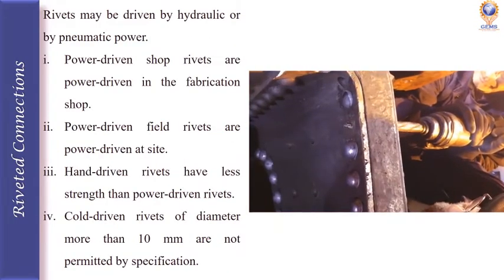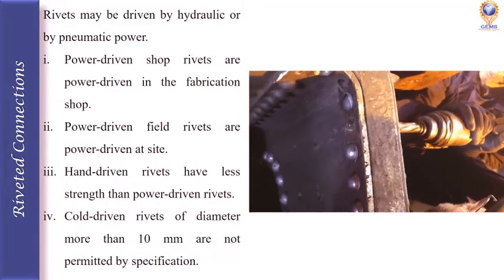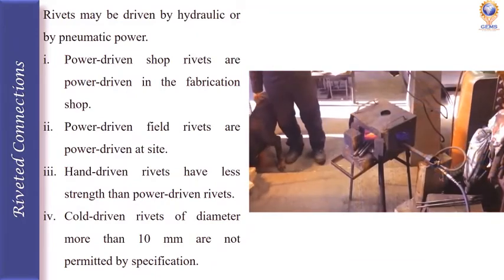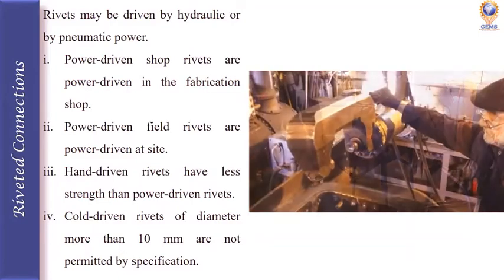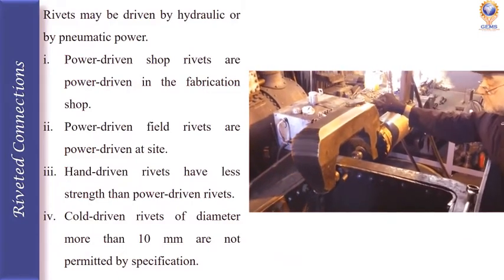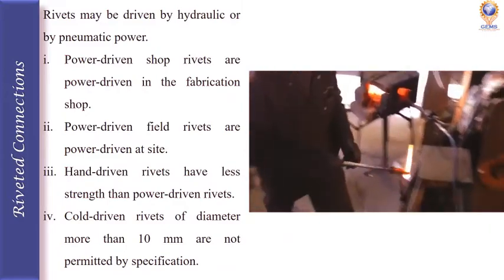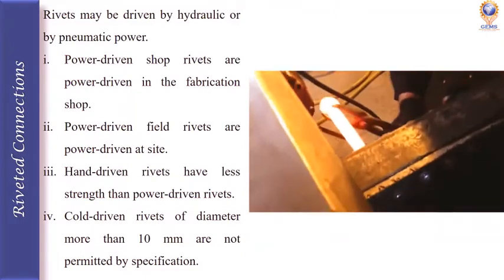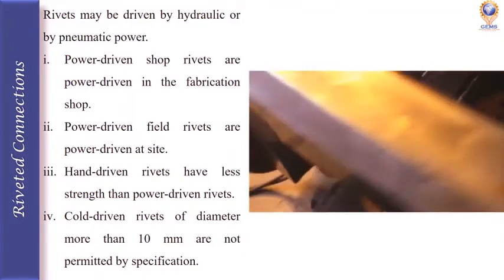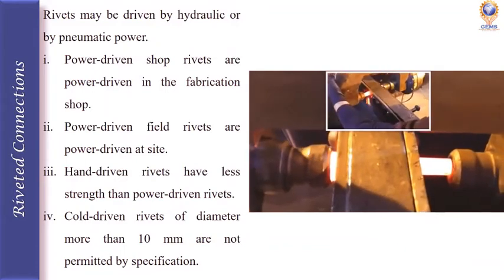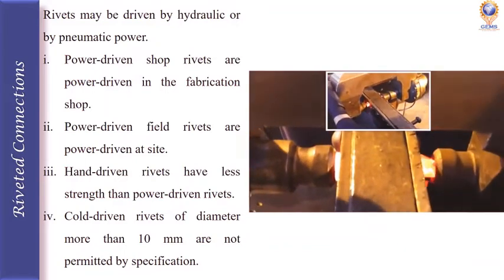We have to insert rivet in the rivet hole by means of hydraulic or by pneumatic power. So according to that, driven methods, it was categorized into 4 types. First one is power driven shop rivets. These are fabricated in the shop itself. Second one is power driven field rivets. These will be inserted, the rivet at the site.